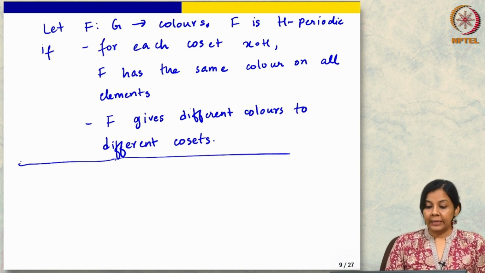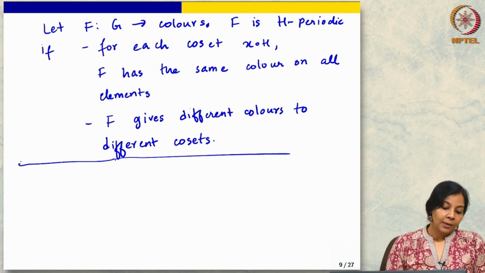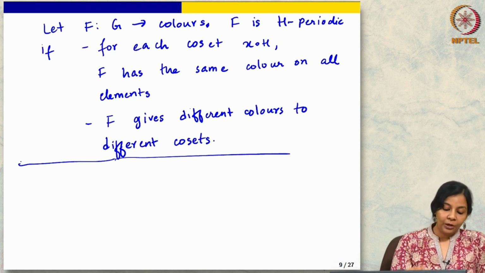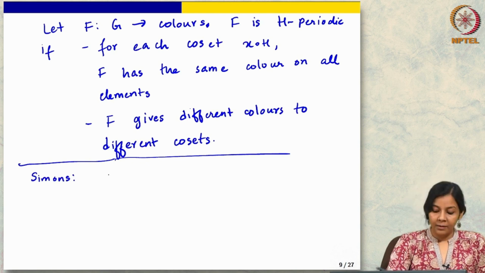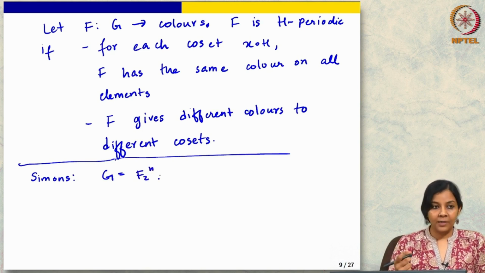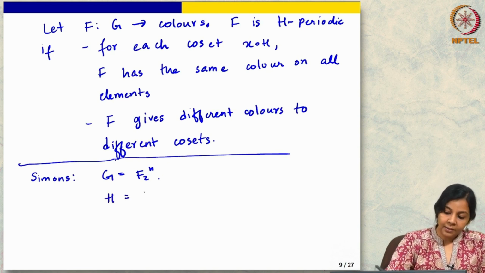Okay, so given an oracle for some function which is H periodic, the question is to find H, and this I claim is going to solve or capture the problems that we discussed. So, now can you tell me for Simon's what is G and what is H? F2 to the n. Yeah, I guess you are thinking of the generalization. Okay, so what is H here?